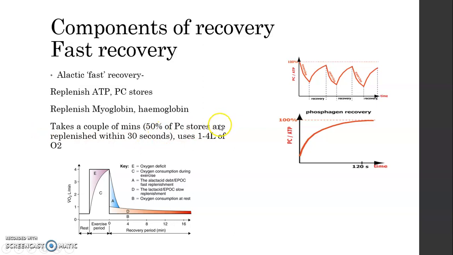However, 50% of the PC stores are replenished within the first 30 seconds. As you can see from this graph, which is labelled 120 seconds, around 30 seconds there is 50% of the ATP restored. This part of the recovery will use 1 to 4 litres of oxygen. As it only takes 30 seconds, this could be small rests during games. As you can see in this graph on the top right, there is time to recover, and in this recovery time, all the ATP and PC stores will be replenished. Therefore, it can be used again and then replenished again, as it's such a quick recovery method.